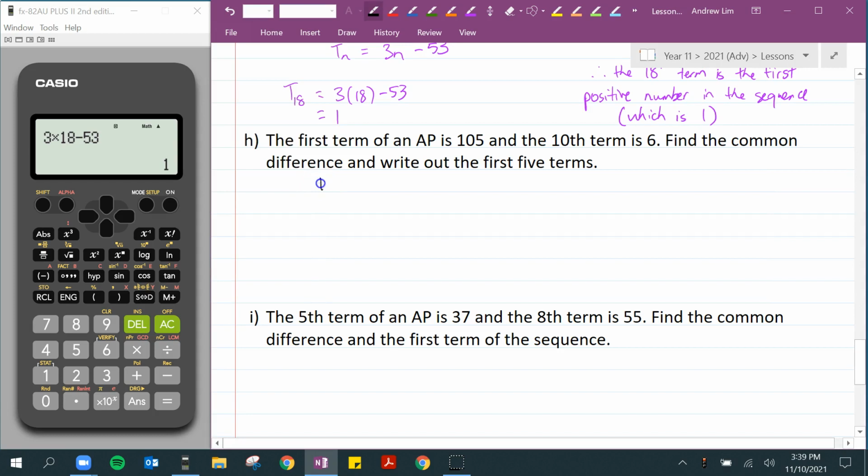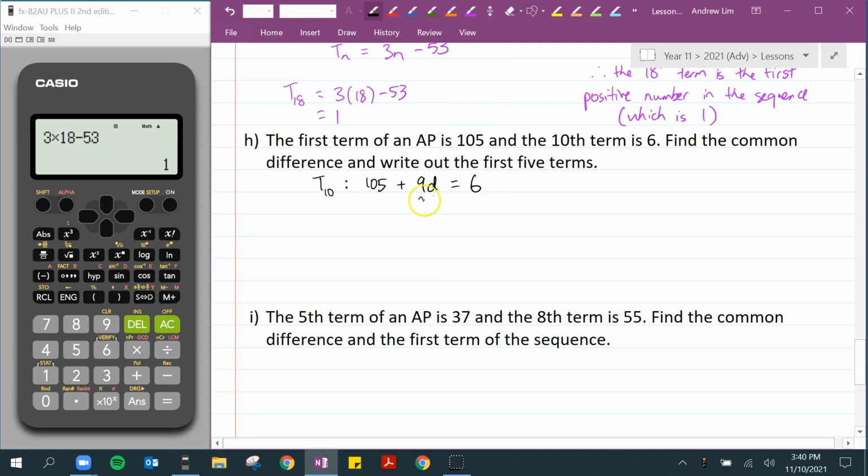10th term, so the 10th term is equal to, let's do it like this. The 10th term is A plus n minus 1 d, and we know that it's going to equal 6. This is how I've written it out. The 10th term is A plus n minus 1 d, and we know that the 10th term is 6. This is just a normal equation for us to solve.